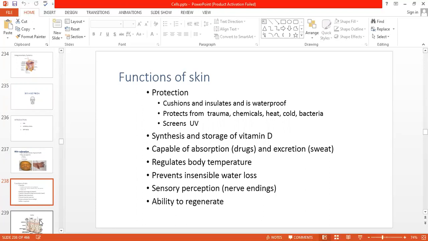Synthesis and storage of vitamin D, capable of absorption, drug and excretion, sweat. Regulate body temperature. Prevent insensible water loss. Sensory perception, nerve endings, ability to regenerate. If it is destroyed, then it can be regenerated.